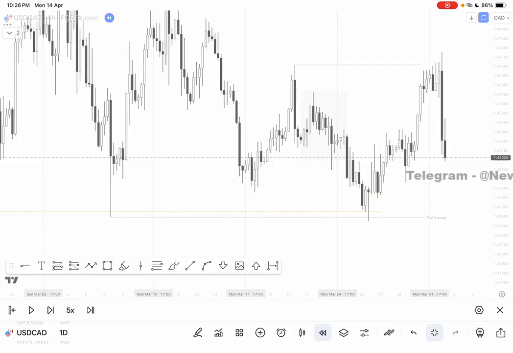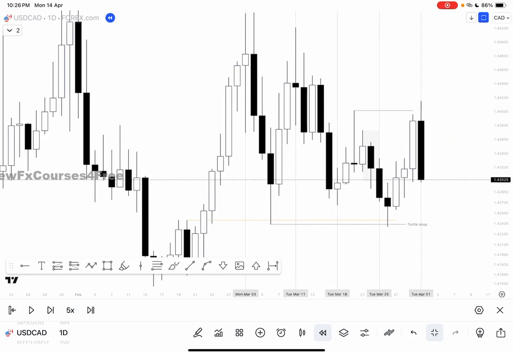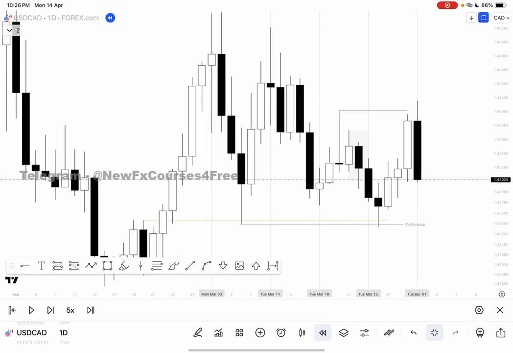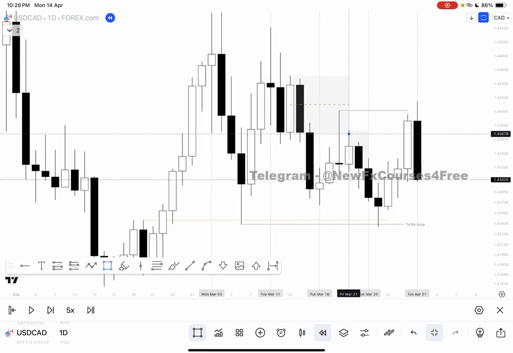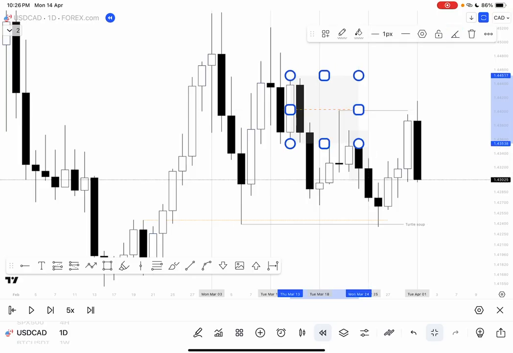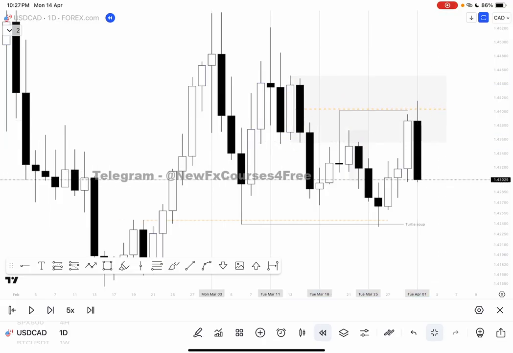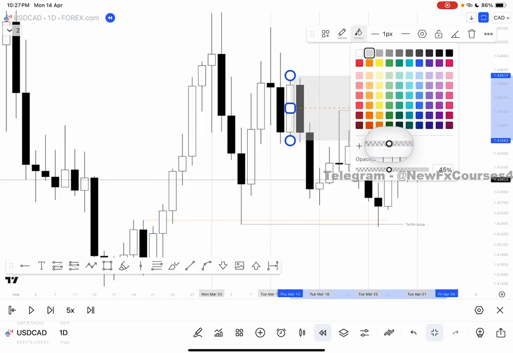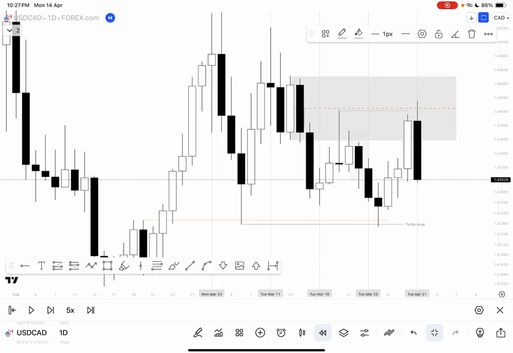So remember earlier I told you you sell at a premium and you buy at a discount. So here we got another block over here, which is this last bearish candle. And here, let me highlight this and make this a bit bold. So this is the order block.